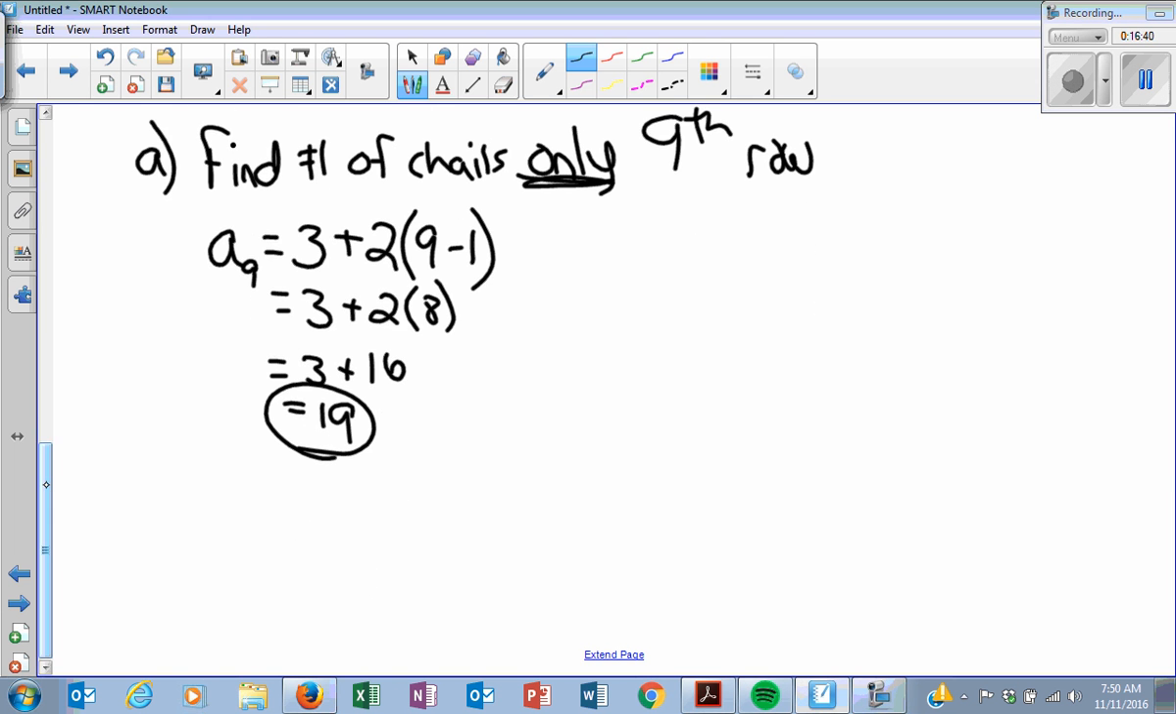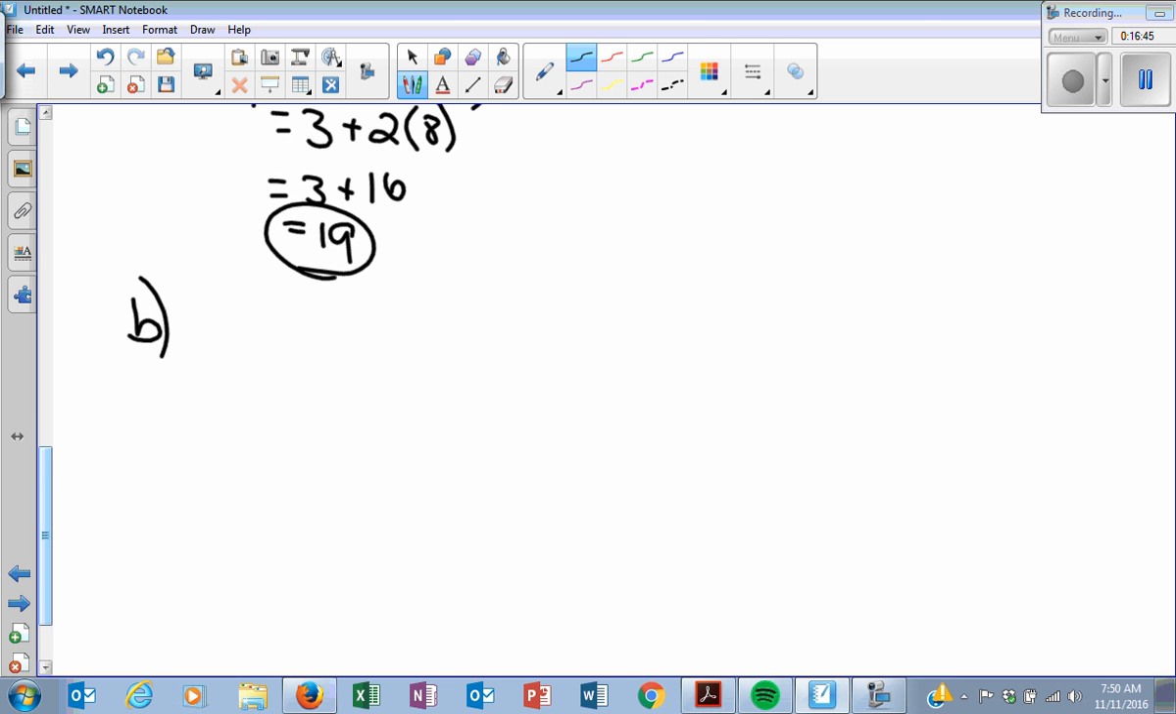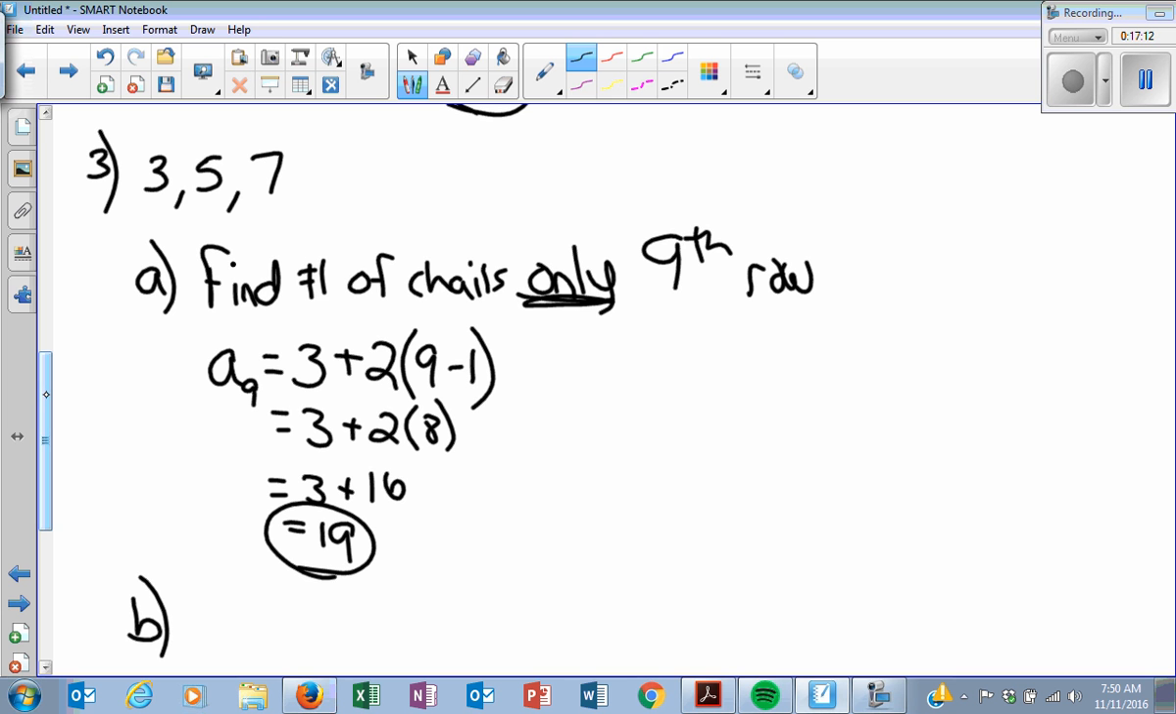Alright, so then part B. Part B changes this question. Part B says, use Gauss's formula to calculate how many chairs would be needed for 9 rows. That means that you are going to do the first row, the second row, the third row, the fourth row, the fifth row, the sixth row, the 7th row, the 8th row, and the 9th row. You're going to put all of those chairs out. So how many chairs did you need for the first row? 3. How many did you need for the second? So if I was only going to do the first 2 rows, how many chairs did I need? 8. Does that make sense?